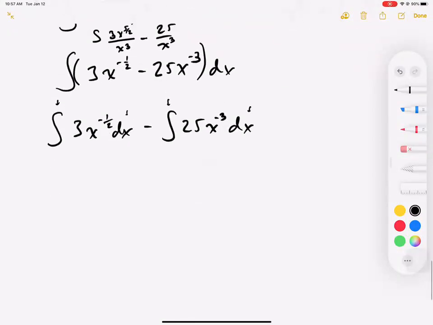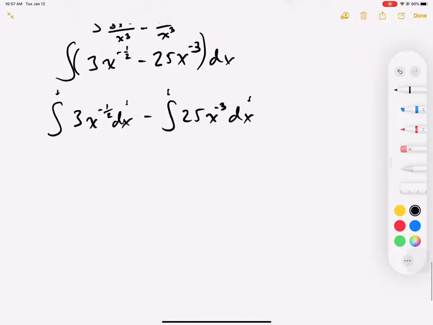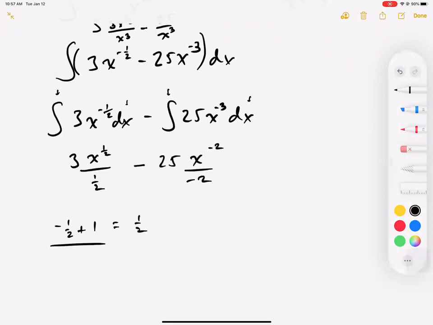Okay. To go backwards, remember we're adding 1 to the exponent. So it'll be 3x to the 1/2 over 1/2. How did I do it so quickly? Negative 1/2 plus 1 is just 1/2, so I did it to the top and the bottom. On the right, minus 25x to the negative 2 over negative 2, because negative 3 plus 1 is negative 2, and we do that on the top and the bottom.